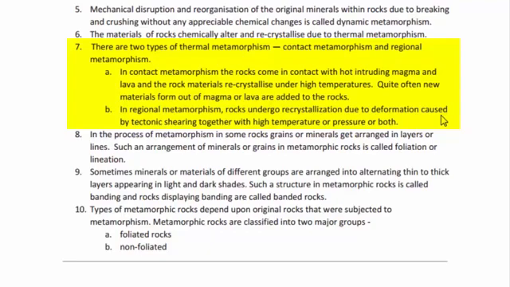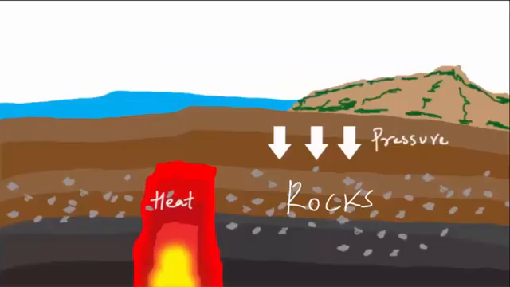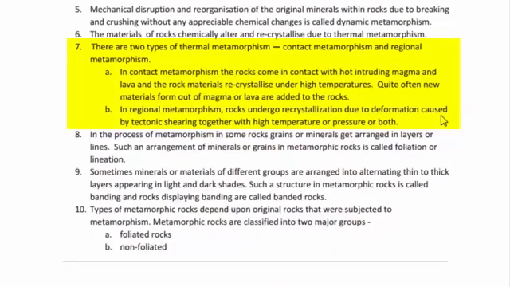Now in regional metamorphism, the rocks do not become molten in order to change their shape. They just need the incredible pressure of the landform above and high temperature as well, but do not mistake it with molten form. It need not melt the rock. That's why contact means in touch with magma and regional means around the magma, so that the heat of the magma does the trick. In the process of metamorphism in some rocks, grains or minerals get arranged in layers or lines. Such an arrangement of minerals or grains in metamorphic rocks is called foliation or lineation.